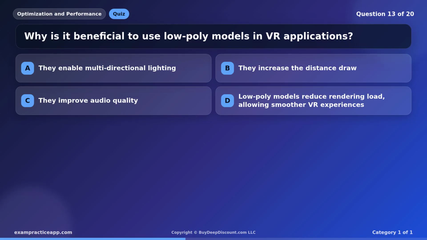Take a moment to choose your answer. The correct answer is option D. Low poly models reduce rendering load, allowing smoother VR experiences. Explanation. Low poly models reduce GPU load, crucial for VR where maintaining high frame rates is essential to avoid motion sickness.